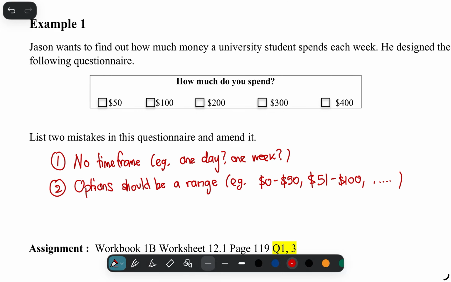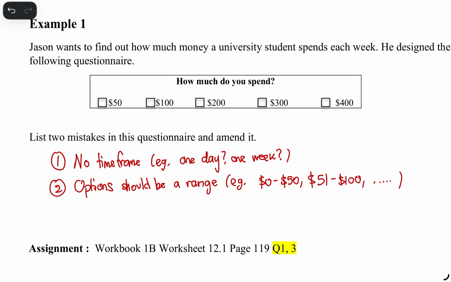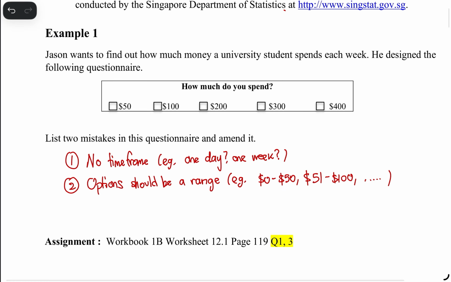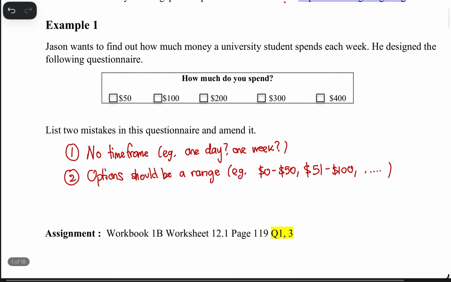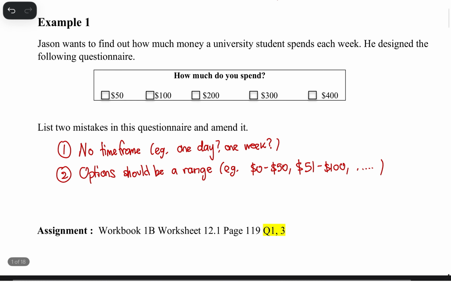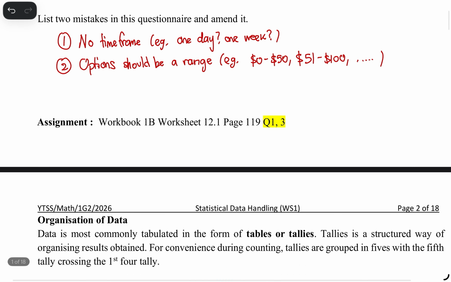So these are 2 very simple mistakes. You can also think about many other possible answers. For example, maybe here is 100 to 200, while here is 50 to 100. The range should be fixed. Maybe every $50 you take 1 box, so that is much clearer. Okay, so this is just example 1. Once you're done, I would like you to go and do workbook 1B, question 1 and question 3. Very simple questions on the collection of data. This will be your assigned homework for this part. Alright, let's now move on to page number 2.